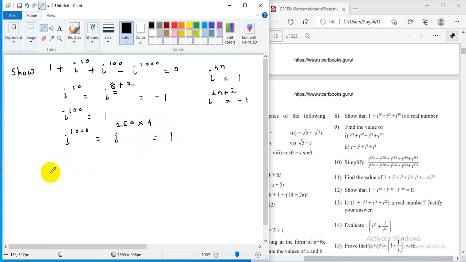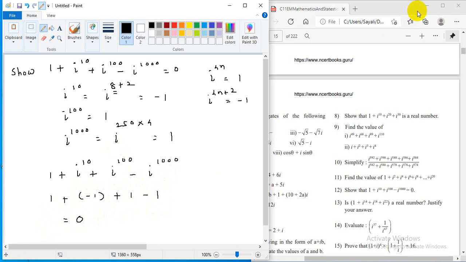सो नाउ 1 plus i raised to 10 plus i raised to 100 आणि minus i raised to 1000. हे किती होणार बघा, 1 ते 1च राहिलं. i raised to 10 म्हणजे -1, सो -1 हिअर. i raised to 100 plus 1. i raised to 1000 सुद्धा +1 आहे, पण इथे मायनस साइन आहे त्यामुळे -1. सो 1 -1 plus 1 -1, सो इट कम्स आउट टू बी 0. नाउ दॅट इज व्हॉट वॉज एक्सपेक्टेड.